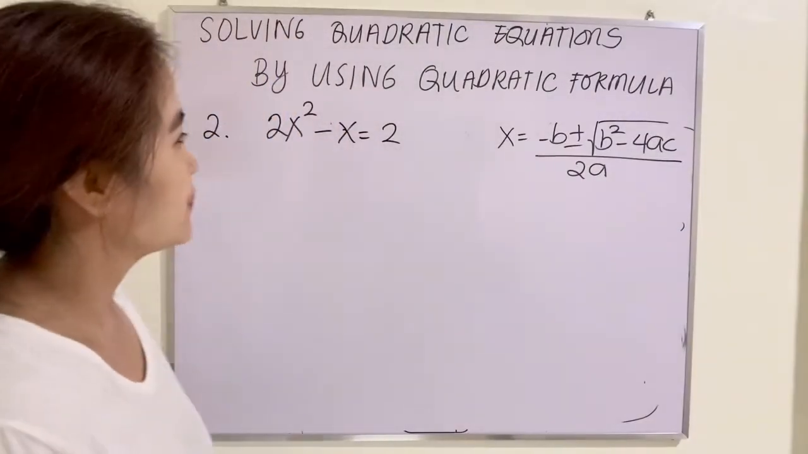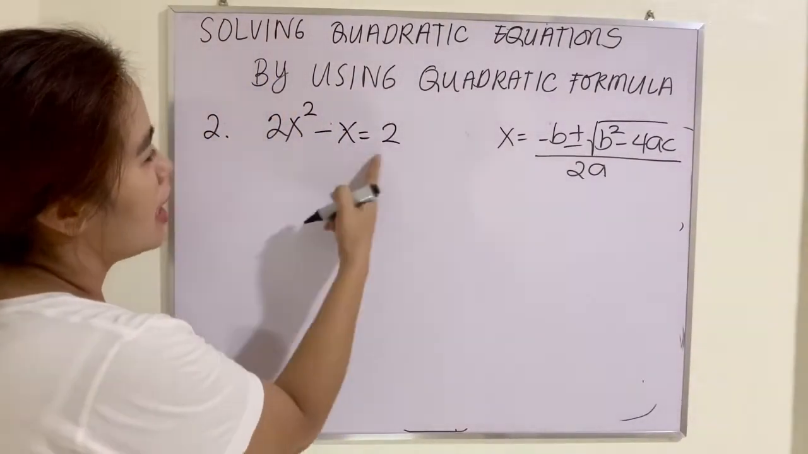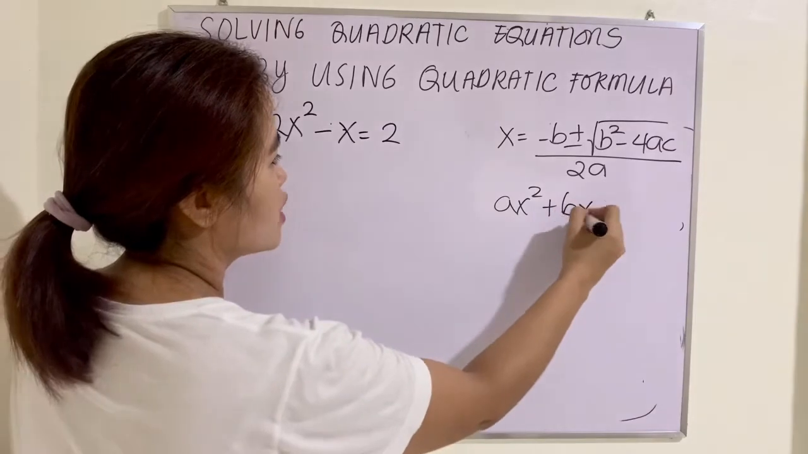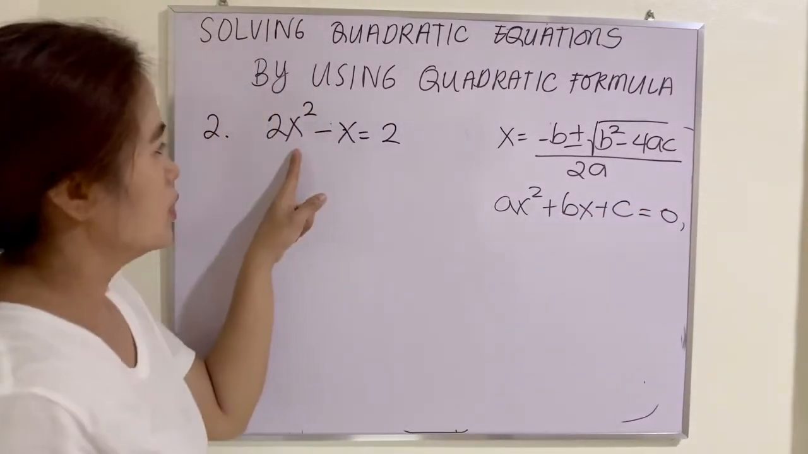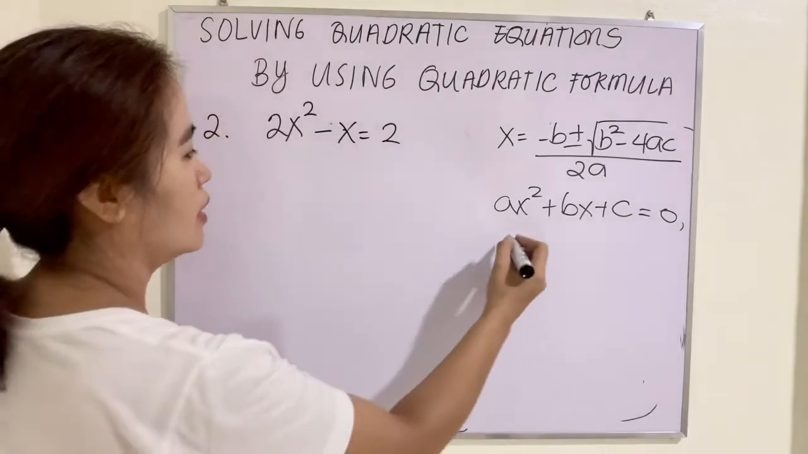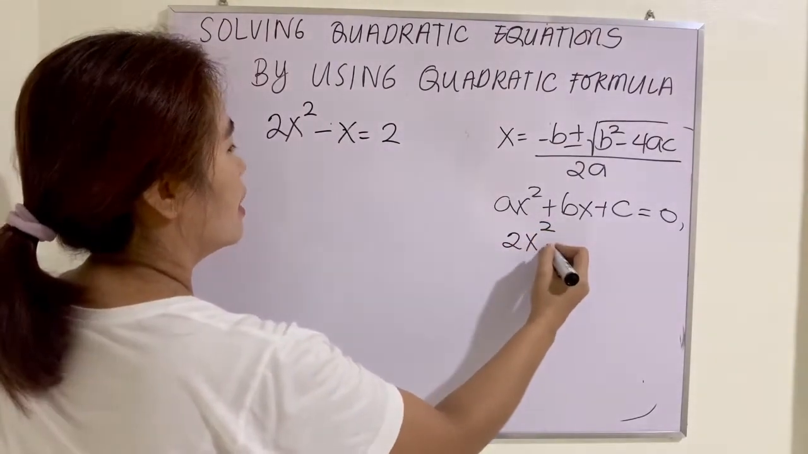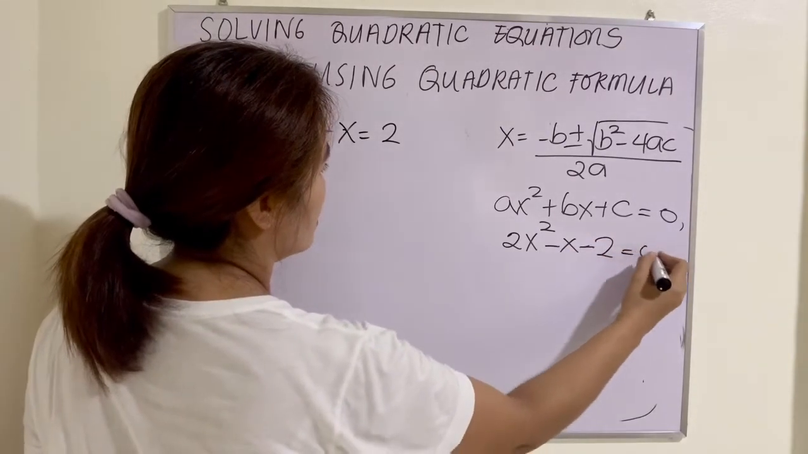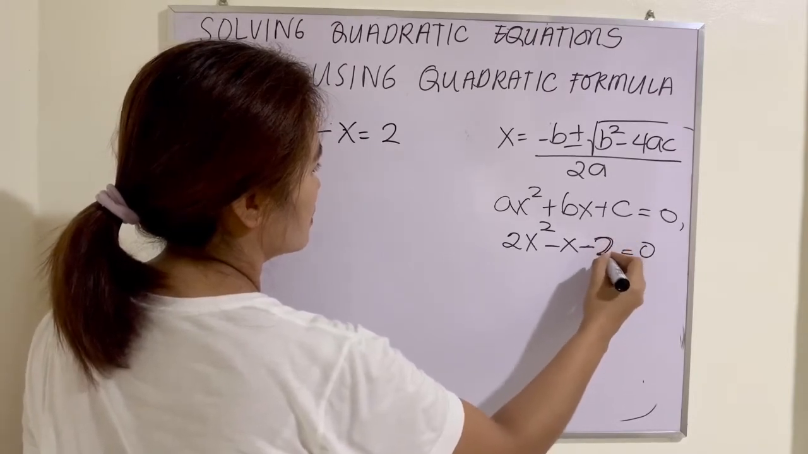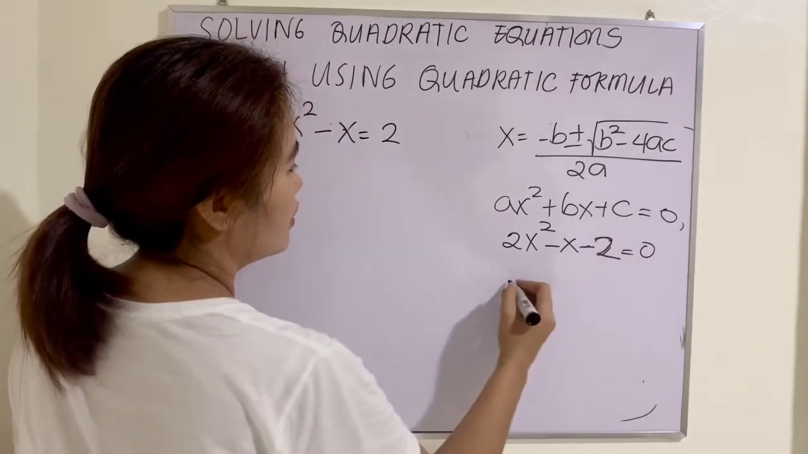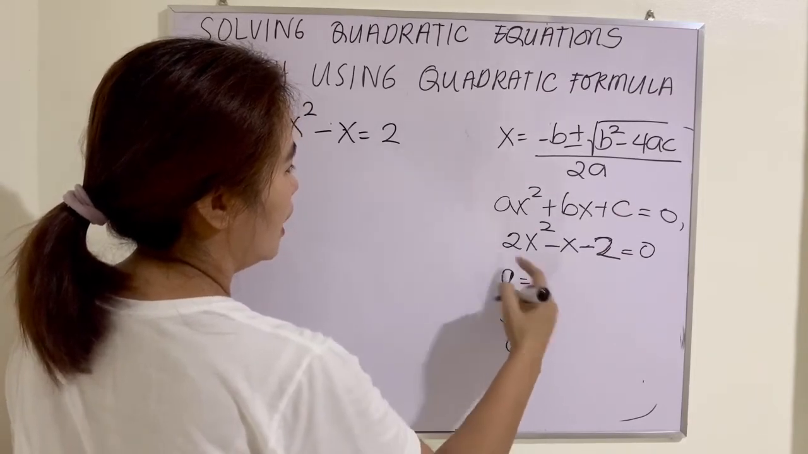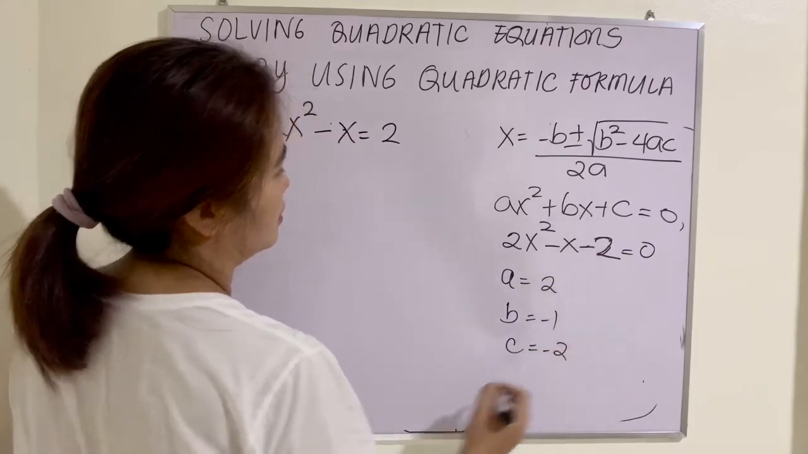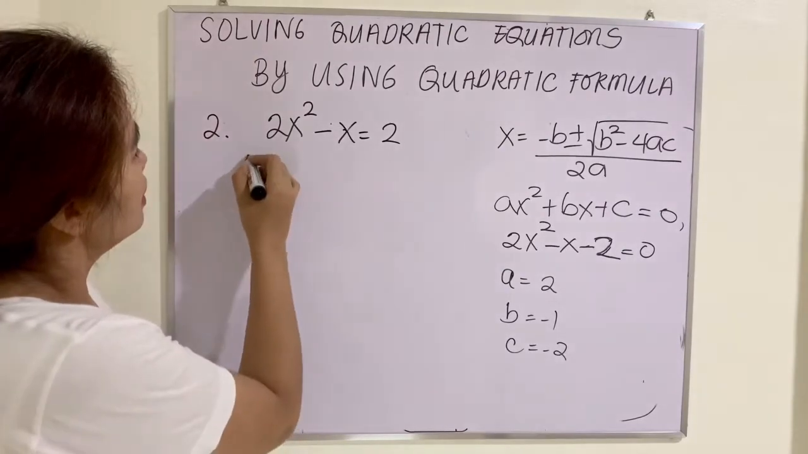Example number 2. This is not yet arranged in standard form because it should be ax squared plus bx plus c equals 0. So, you need to transpose first the 2 to the other side. That will be 2x squared minus x minus 2 equals 0. When you transpose, be sure to change the sign. Now, let us identify the a, the b, and the c. The a is 2, the b is negative 1, the c is negative 2. You are now ready to apply the formula.